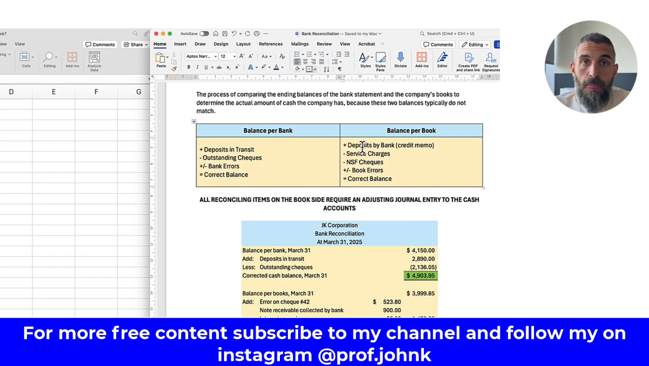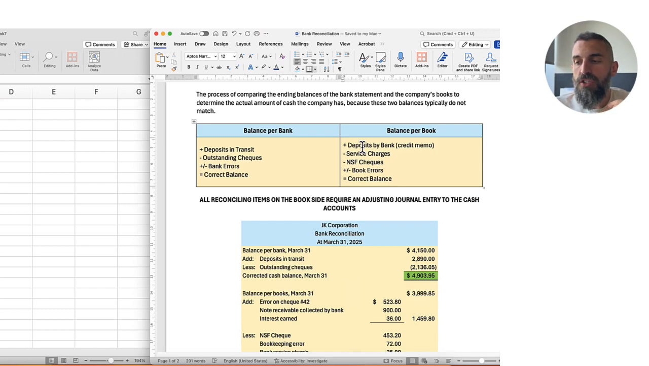NSF checks. NSF stands for non-sufficient funds. This is a check that was given to you by a customer or by somebody, and that check ended up being refused by the bank because the other person who wrote the check didn't have enough money in their account to honor it. And so, unfortunately for the person receiving the check, that money will get deducted from your account. If I give you a check for $500 and I didn't have any money in my account, then you don't actually have the $500. So you would have to deduct that from your book balance.